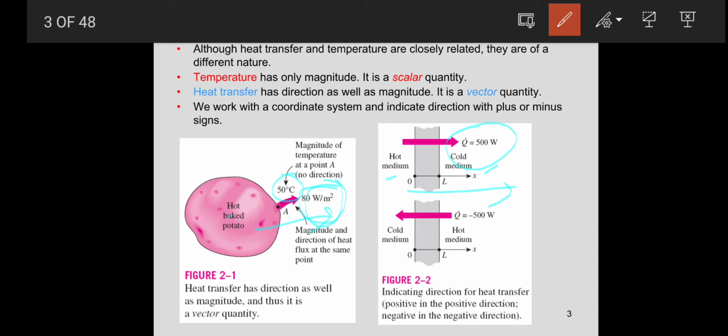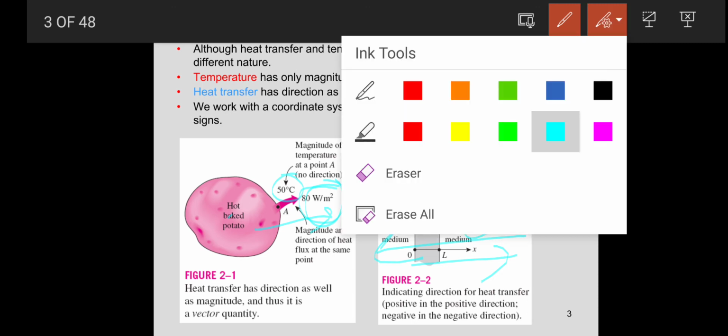So that means if the heat transfer takes place from the body to the surrounding, it is considered as positive. But if heat is supplied from the surrounding to the system, it is considered as negative. Same again, with the hot medium, heat transfer takes place opposite to the positive x direction. So that's why we have shown here minus 100.